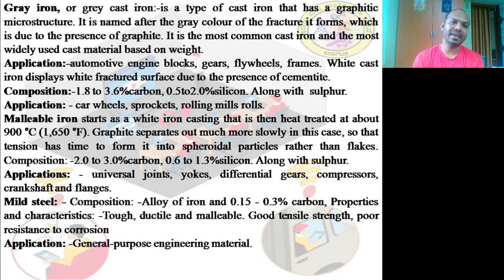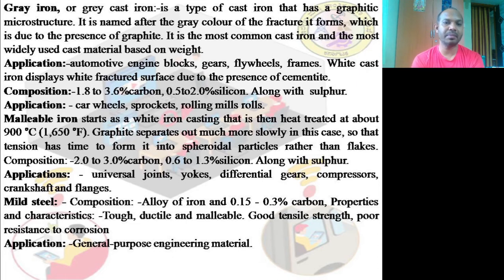Now the next one is grey cast iron, or just grey iron. It is a type of cast iron that has a graphitic microstructure. It is named after the grey color of the fracture it forms. Since after the fracture it appears grey, it has been called grey iron or grey cast iron, which is due to the presence of graphite. It is the most common cast iron and the most widely used cast material based on weight.